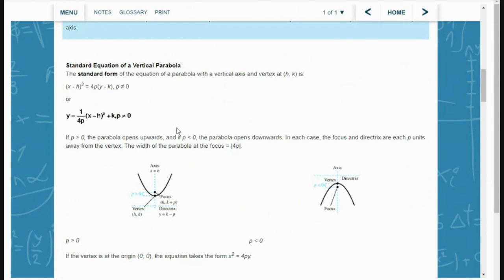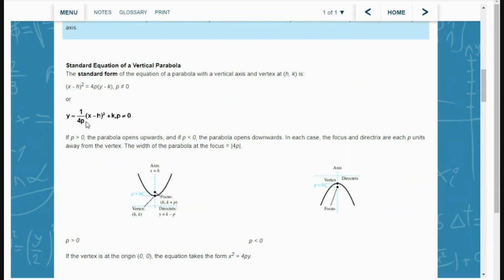x minus h squared equals 4p. You're like, oh, we got another variable in there, this p. And p cannot be equal to 0. And there's two versions of this, or there's also a y equals for a parabola: y equals 1 over 4p times x minus h squared plus k. And again, p cannot equal 0. All right, I'll put that up on the screen in a minute. But yeah, let me open that up.